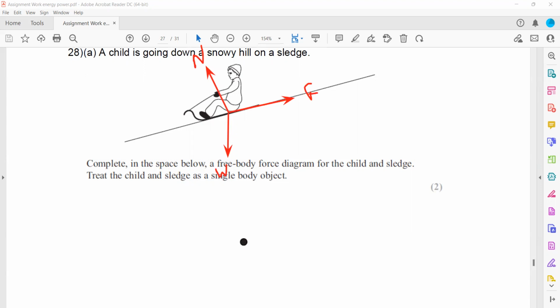or air resistance. So the same diagram you have to complete on this part. This is representing a single body object. The boy is considered as a single body object. So a free body force diagram represents all the forces which are acting on the object.